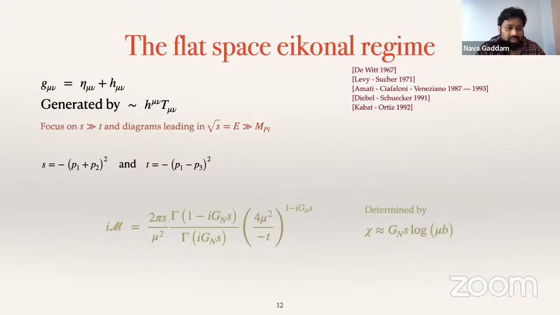The parameters that appear in this amplitude are things that I've already mentioned. So there's the square of the center of mass energy S. G Newton is the coupling constant.